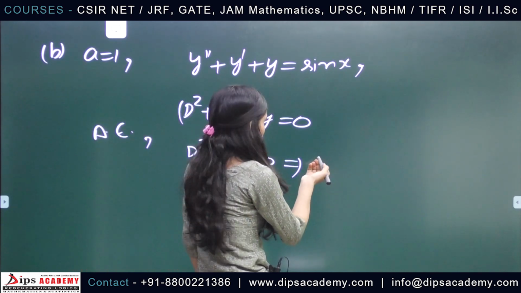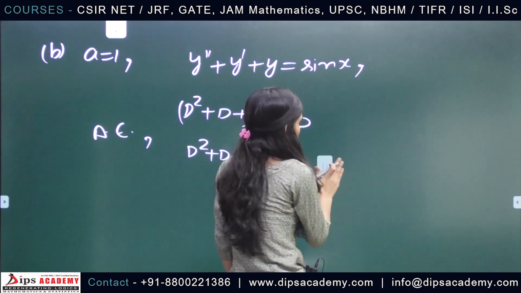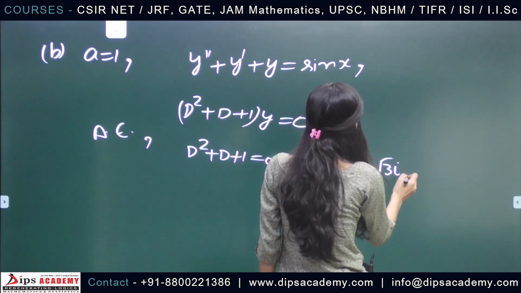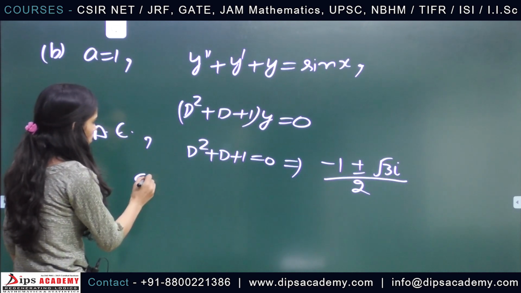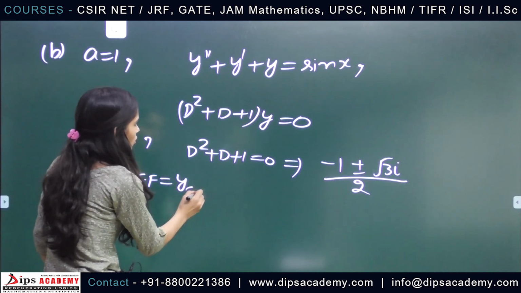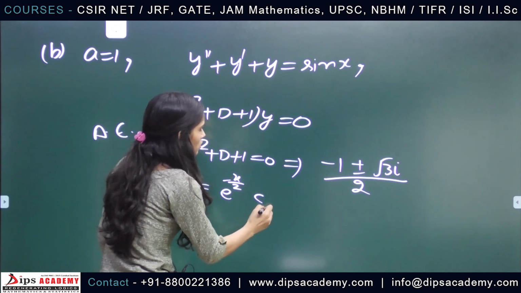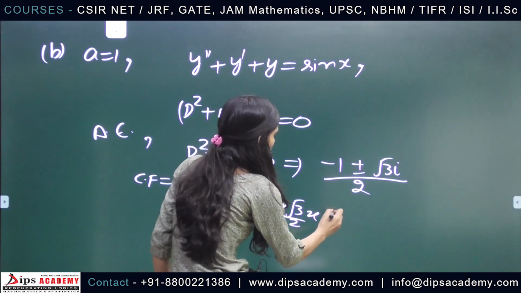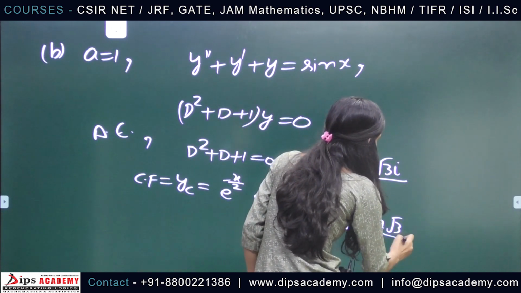So the auxiliary equation will be d square plus d plus 1 equals 0, which implies the roots of this differential equation will be equal to minus 1 plus minus root 3 iota by 2. In that case our complementary function, that is yc, will be equal to e raised to the power minus x by 2 into c1 cos root 3 by 2 x plus c2 sine root 3 by 2 x.